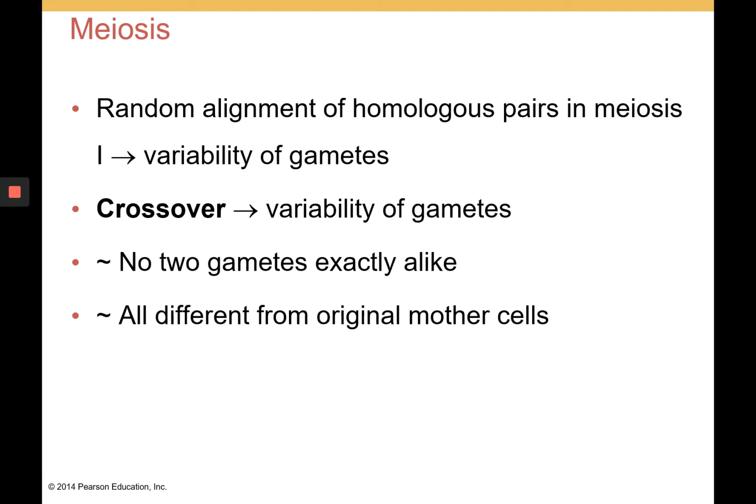Some of the things that can introduce genetic diversity are the variability of gametes because the homologous pairs randomly align during prophase 1, and the crossover that can occur when different homologous pairs synapse. And so no 2 gametes are going to be exactly alike, and they're all going to be different from the original mother cell.